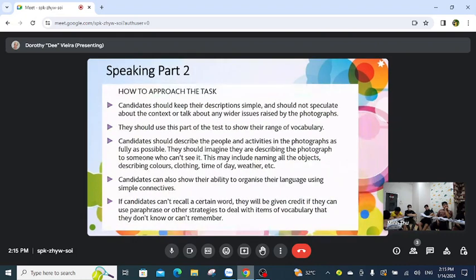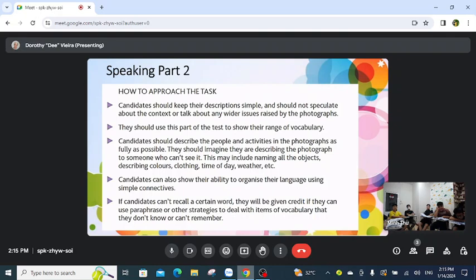All right. Now, how do we do this? So here's some good advice. First thing is, keep your description simple. And the second part of this is, don't speculate. So don't try to guess what these people are doing or why they are doing it. Okay? Talk about what you can see in the photograph. So keep your description simple. Describe what you see in the photograph.